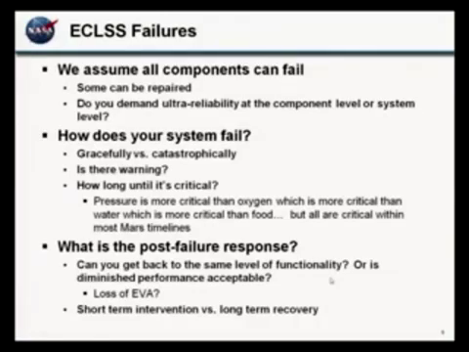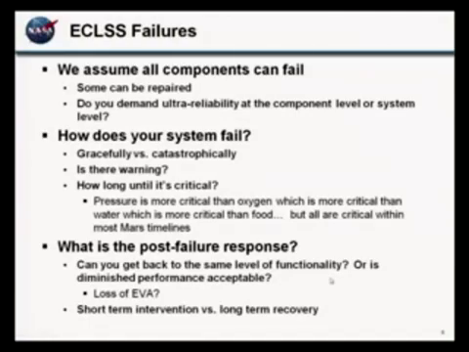So you think about, how are you going to detect what's going wrong in time to intervene? This starts to get in really to your technology choices. And then you can look at, if you have a failure, how long until it's critical. We start with pressure and oxygen as the first things on the list. If you get a hole in the vehicle, you need to respond to that really fast.